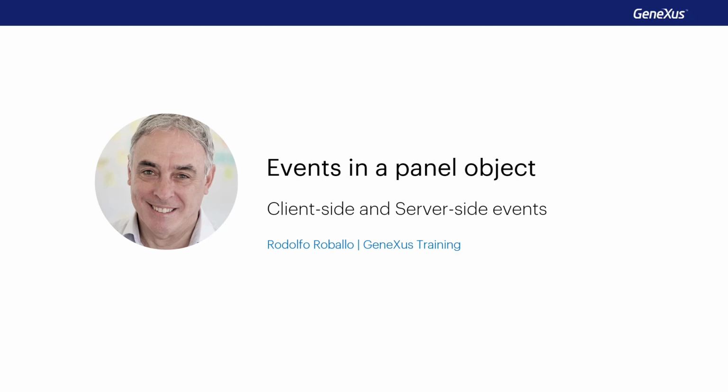Panel objects are used to implement both web applications generated in Angular and applications generated for mobile devices in Android or iOS. That's why the events available in this object are mostly valid for both platforms. In this video, everything about events in a panel object will be applicable to both types of platforms. Exceptions will be explicitly made where appropriate.